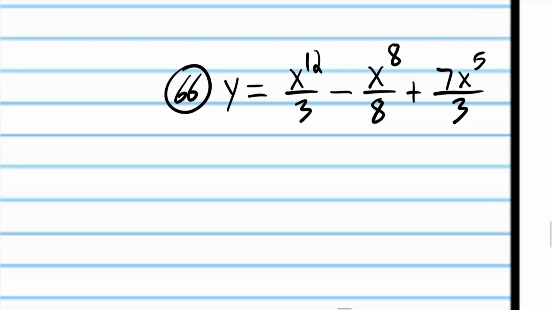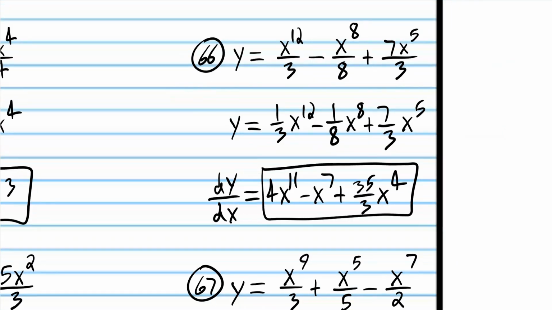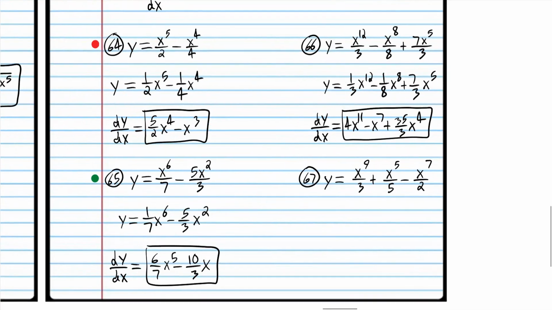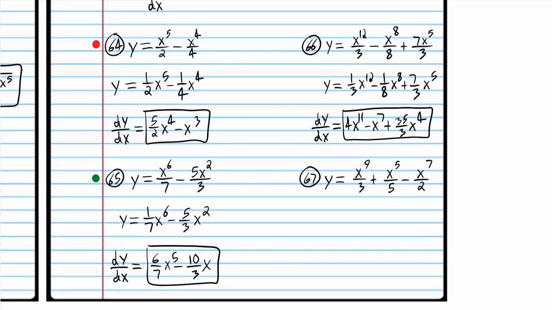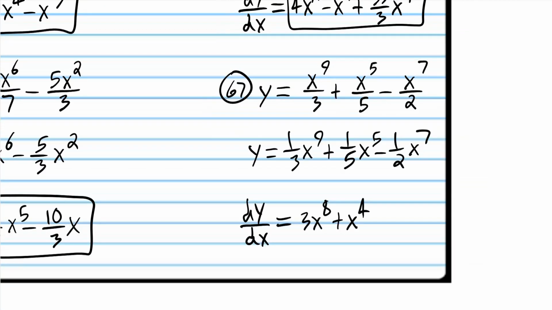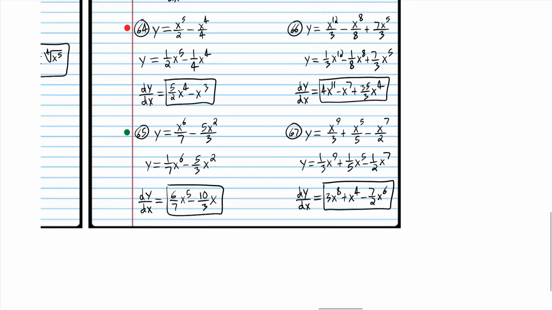All right, we're back. So if you got that right, excellent. Okay, try number 67. When you come back, we'll do it together. All right, we're back. Minus 7/2 x to the 6. So if you got that right, perfect.